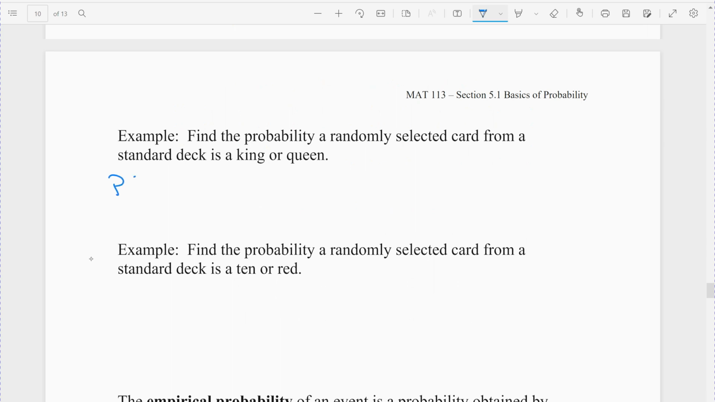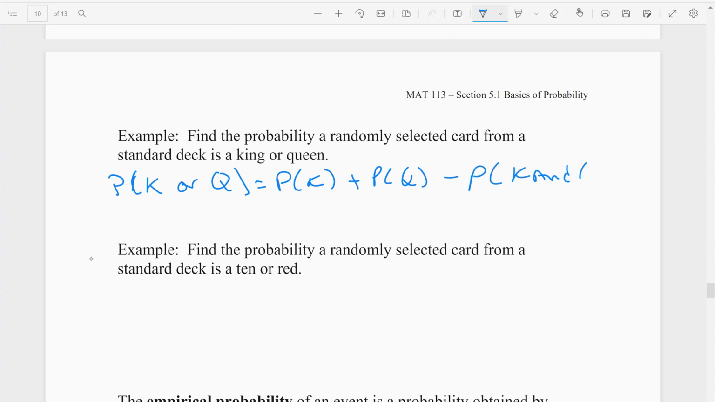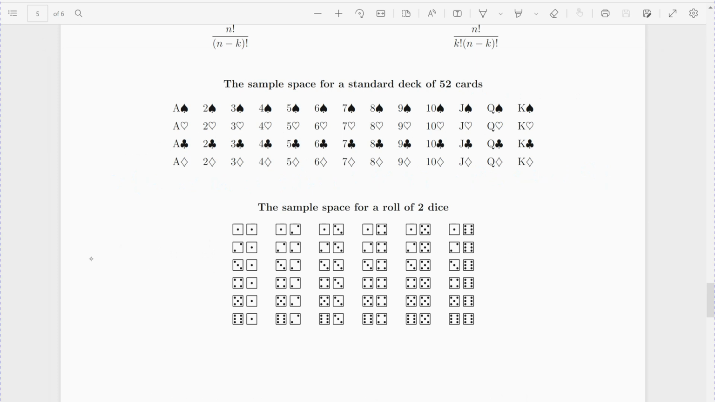So probability I draw a king or a queen. K represents king, so probability of king plus probability of queen. And then if I write my minus, because it doesn't always hurt to do that, you're always safe if you write the minus. This would be any overlap. Well, if I look at my deck of cards, these would be over here, all of the queens and the kings.